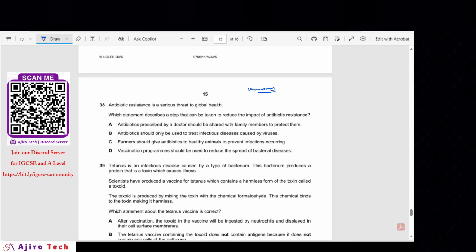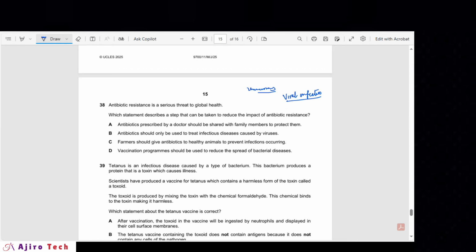Using antibiotics for a viral infection can lead to or bring about antibiotic resistance. Viral infections should be taken care of by antiviral drugs.